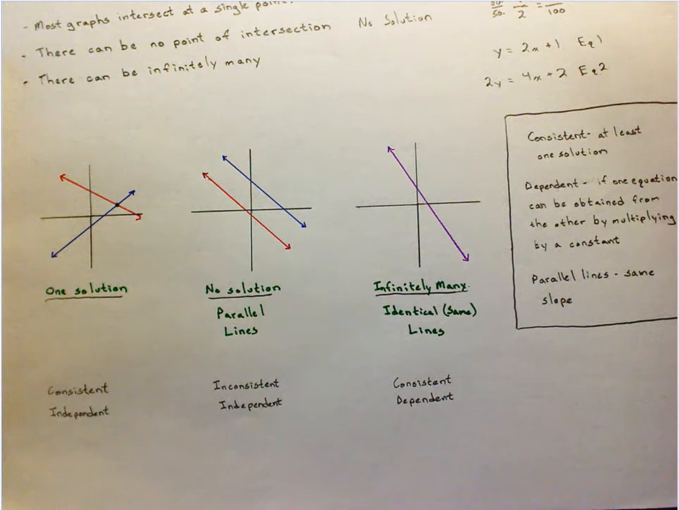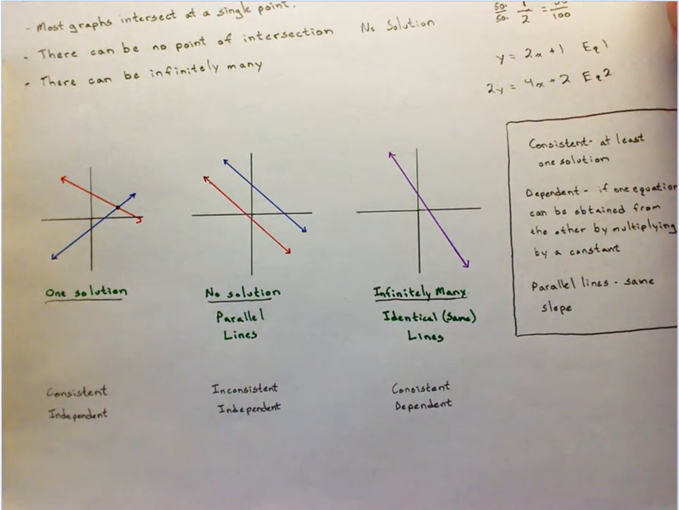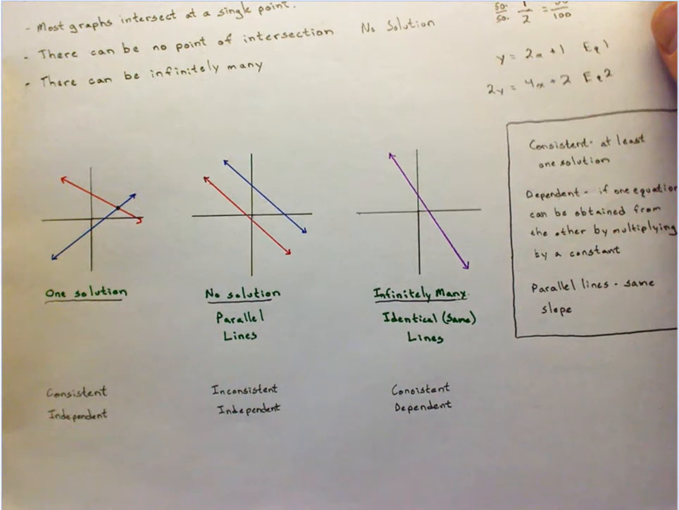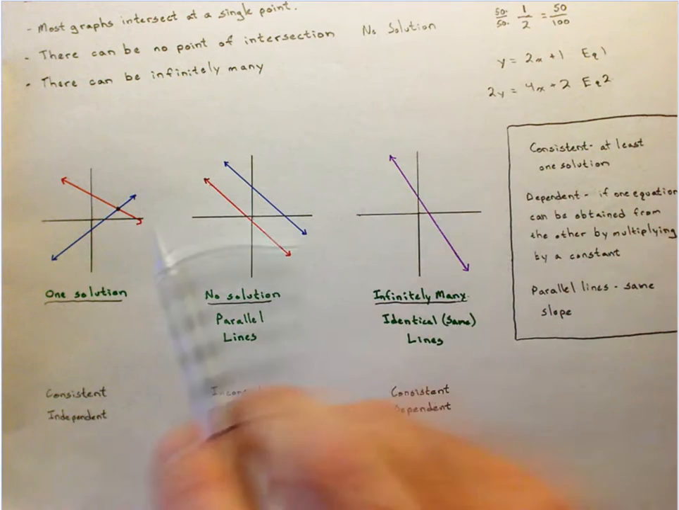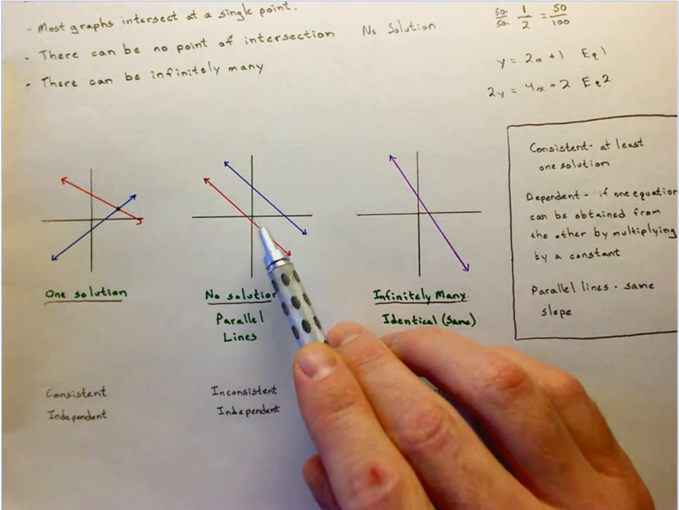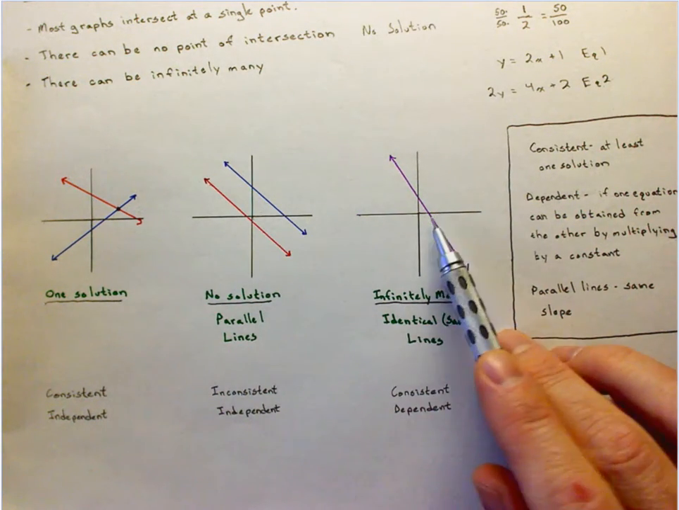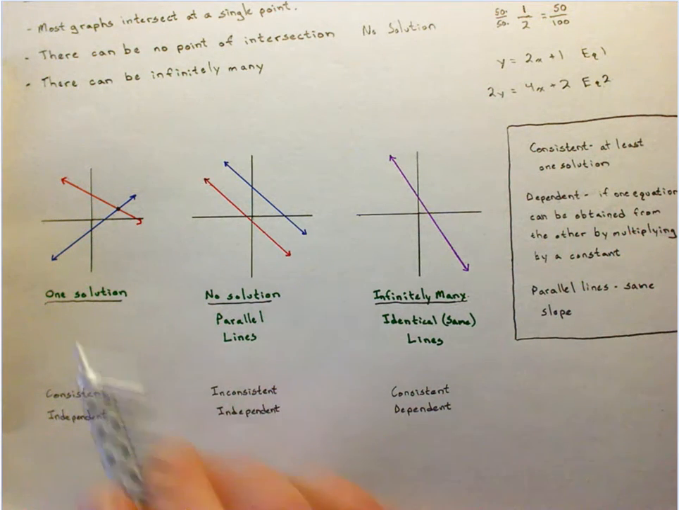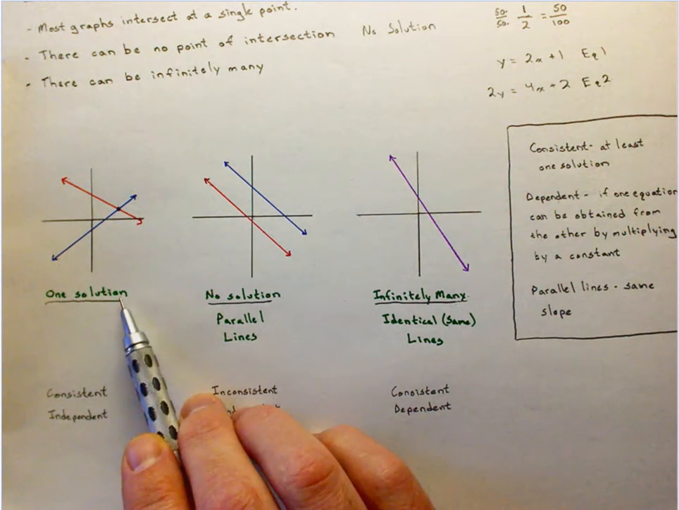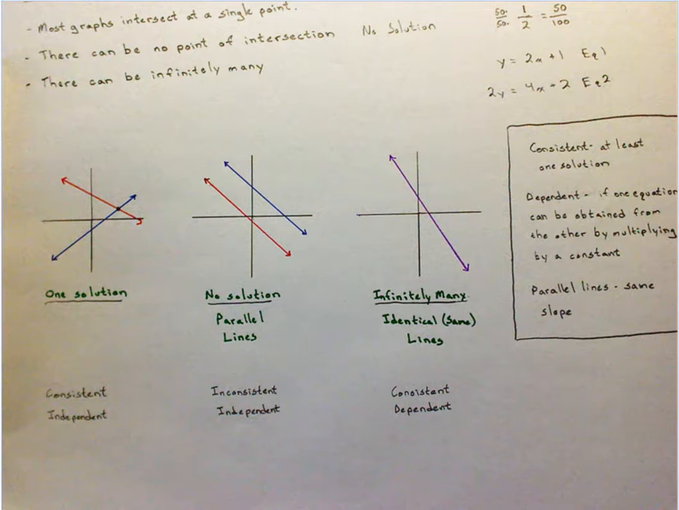So in finding your solutions graphically, one solution, no solution, infinitely many. You will have this same type of solution set, one solution, no solution, infinitely many, whenever you solve using substitution and elimination.